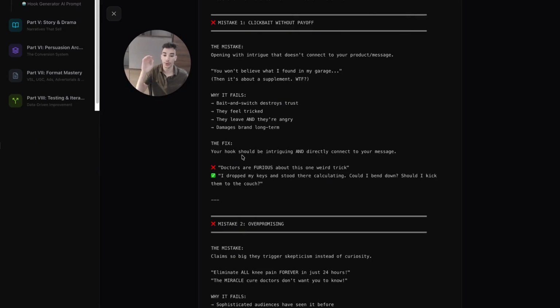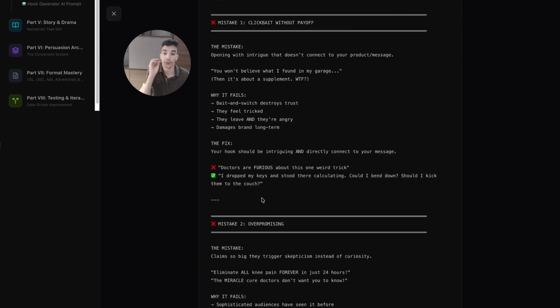So the fix: your hook should be intriguing and directly connected to your message. Dr. Alfred talks about this one weird trick. "I dropped my keys on the floor. Could I bend down? Should I kick them to the couch?" So, knee pain. The whole message from the hook is nailed to deliver the message, not disconnected from it, but connected with what you're going to be talking about, and connected with everything: the mechanism, the offer, everything's going to make sense. It's not something on the left and another thing far out on the right. Those are two different worlds.